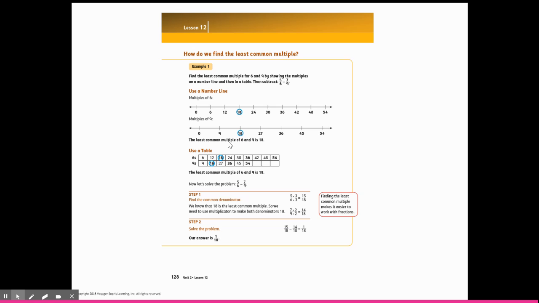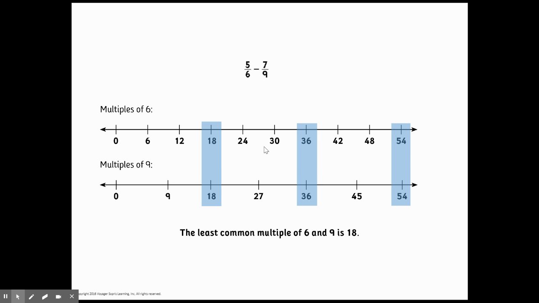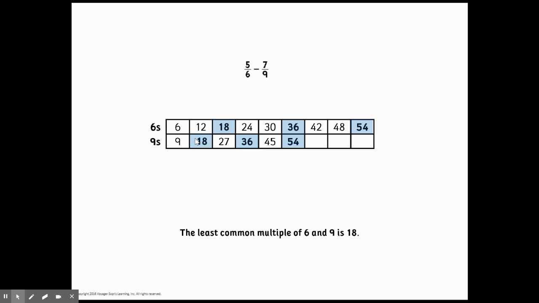We can find the least common multiple for 6 and 9 by showing the multiples on number lines. The number line shows that 18, 36, and 54 are all common multiples of 6 and 9. The least common multiple is the smallest of the multiples, the smallest number that we see, which would be 18. So these are all of the common multiples of 6 and 9, but we want the smallest one. We can also use a table to find the least common multiple. Either way, the least common multiple of 6 and 9 is 18.